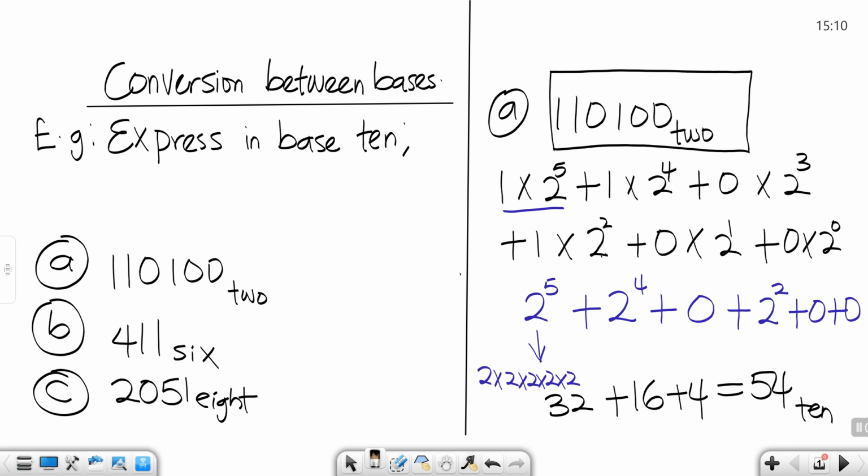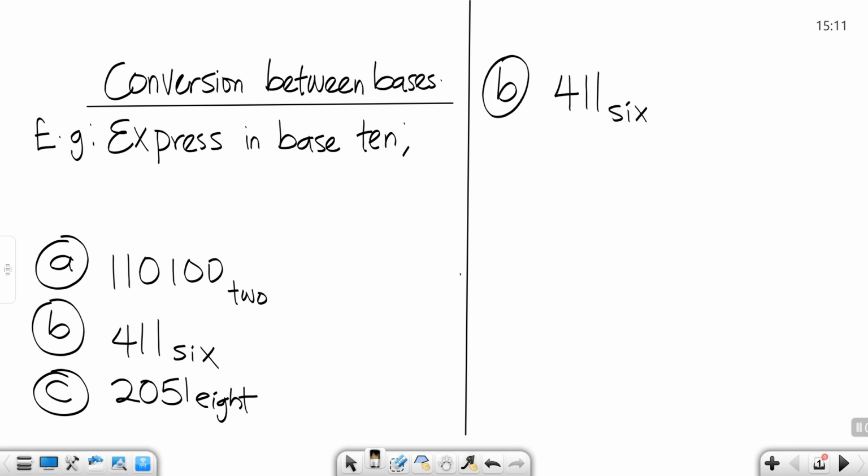Let's try the second example for the sake of practice. Using the same method, we have this number in base 6. So the first step, we are going to be multiplying each of the numbers starting from our left hand side to the right hand side, which is base. So we have 4 multiplied by 6 plus 1 multiplied by 6 plus 1 multiplied by 6.